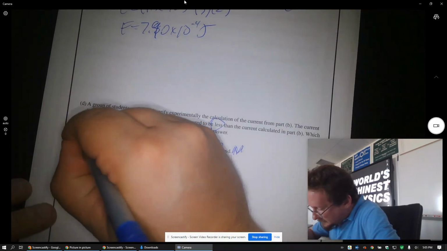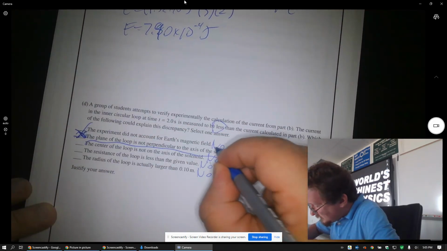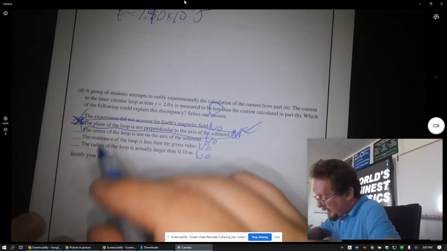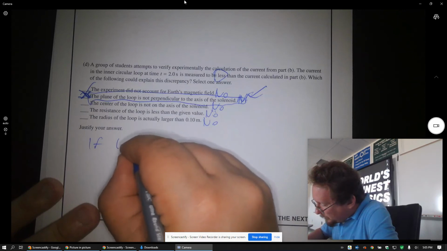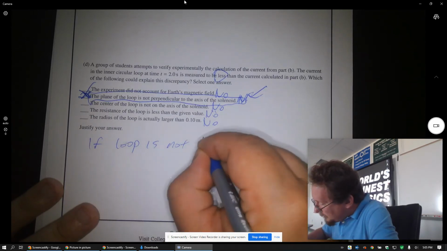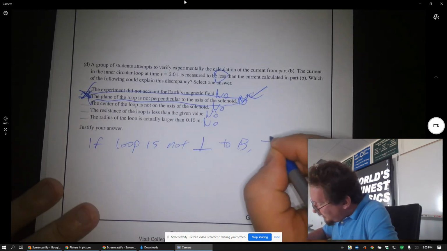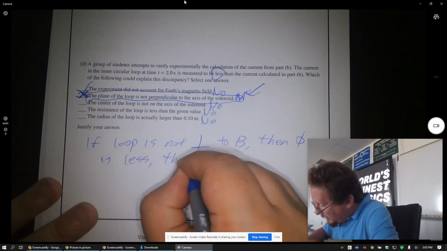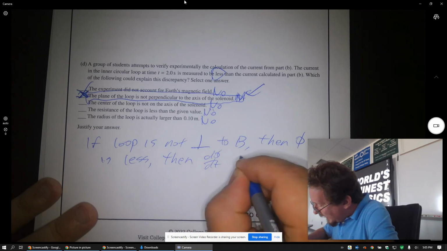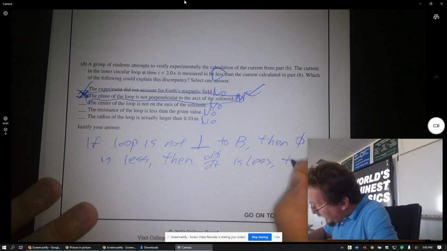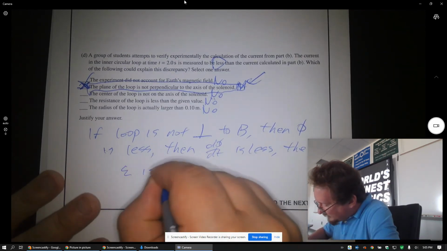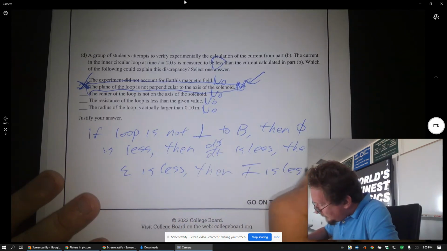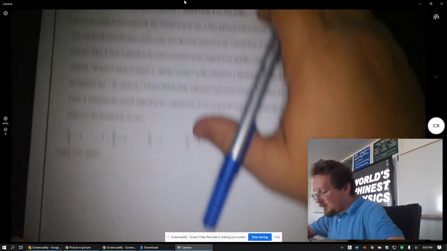Okay, the plane of the loop is not perpendicular, because if the loop is not perpendicular to B, then the flux is less, then the dФ/dt is less, then the EMF is less, then the current is less. All right, got to connect all the dots.